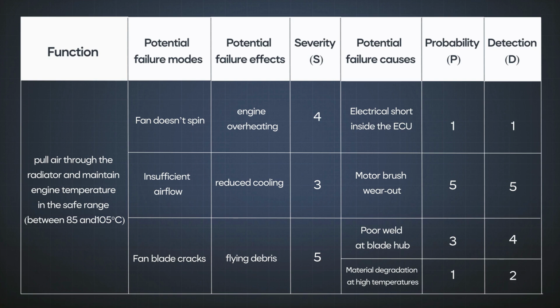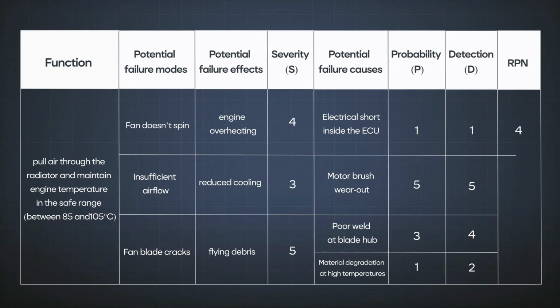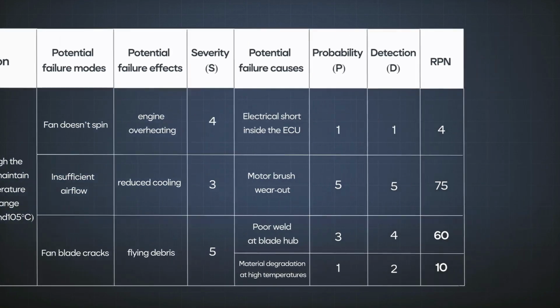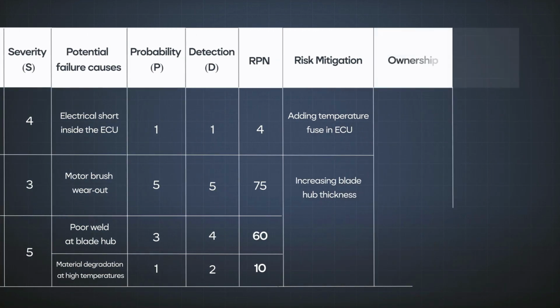Now comes the most important step, which is calculating the risk priority number, or the RPN. RPN is calculated by multiplying the probability, severity, and detection all together for each failure. And we do this to prioritize which risks we should have corrective actions for, and which risks we can live with or ignore for now. After that, we add a column for risk mitigation, and we define corrective actions for each failure, like adding a temperature fuse in the ECU or increasing blade hub thickness for better welding. And at the end, we add columns for assigned ownership and due dates.